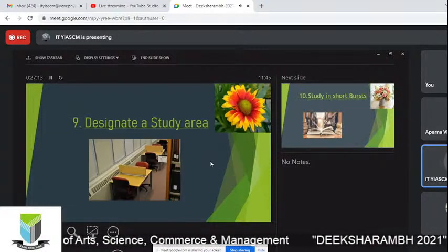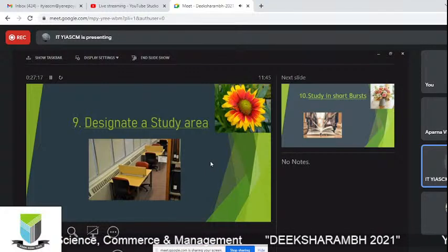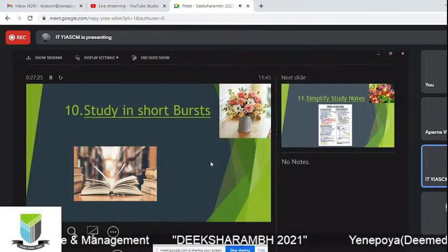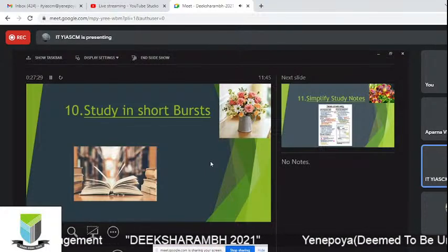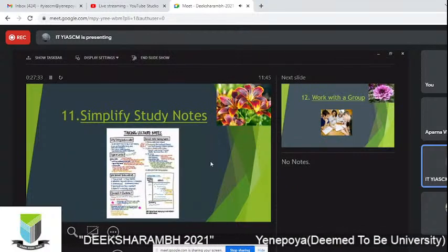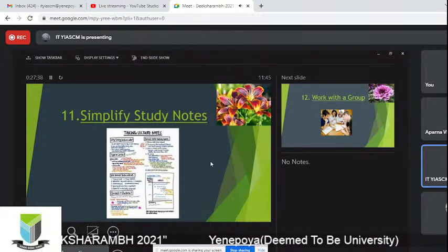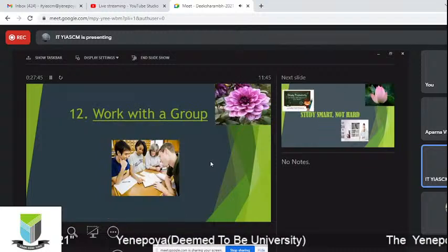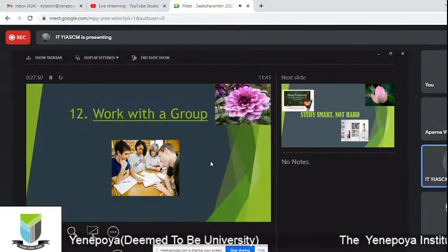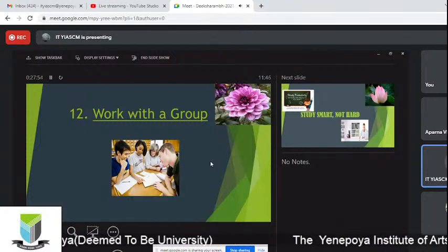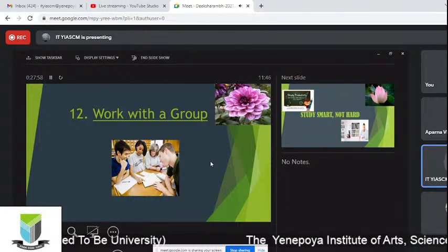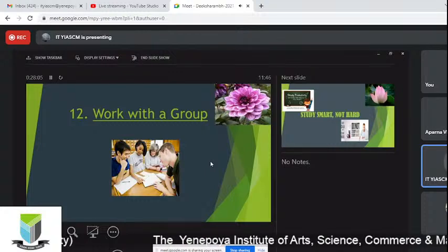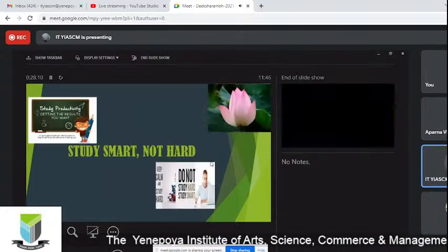The next tip is designate a study area. One workspace must be found by the students for the purpose of study. The next is study in short bursts, which means we take some breaks in between the study. Then the next is simplify the study notes, which means we put in some charts, figures, pictures, etc. The last study tip is work with a group. Make group discussion. We impart knowledge to our friends, or we receive knowledge from our friends. These are the 12 tips in the study strategies.